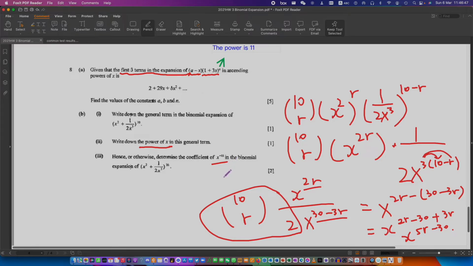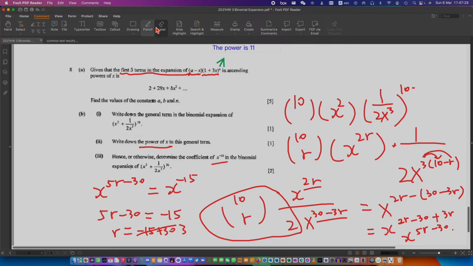So how do you get the x to the minus 15? The coefficient of that. Then you just do this. So that means here, so x to the 5r minus 30, you need to get the x to the minus 15 term, right? So that means this whole thing needs to be minus 15, right? So your r is equal to, so it's minus 15 plus 30. So this will give 15. 15 divided by 5 is 3. So your r is 3, right? So basically you put r is 3 inside.